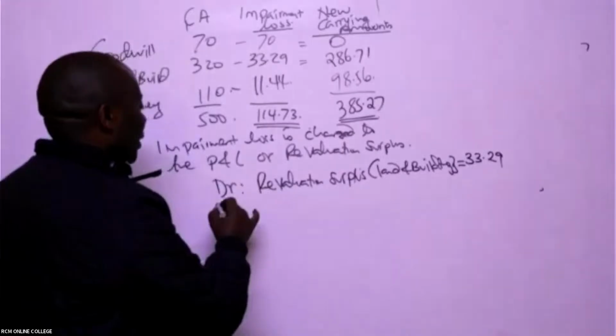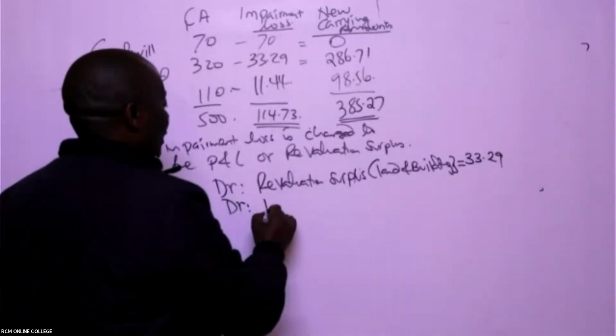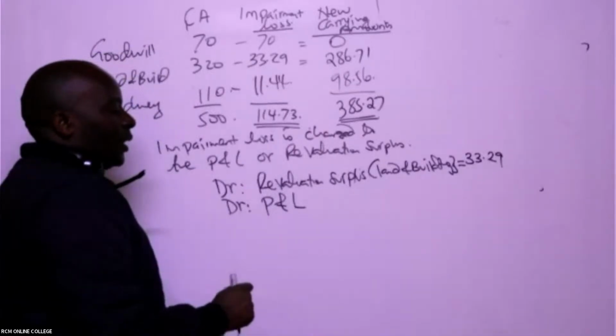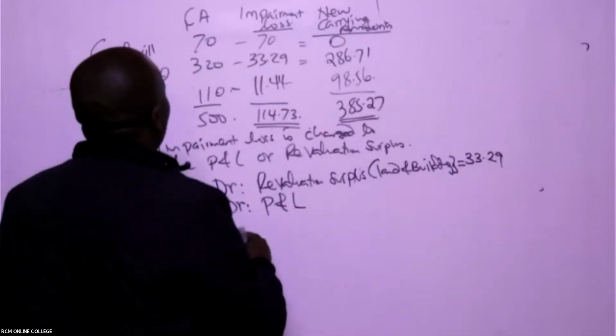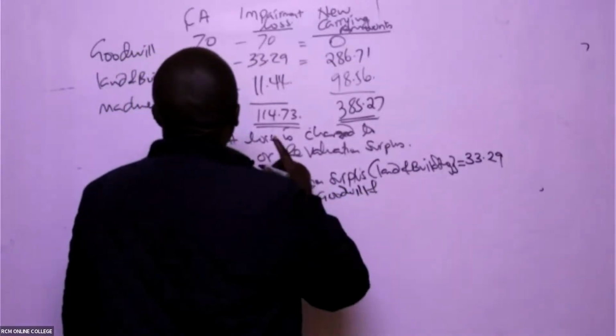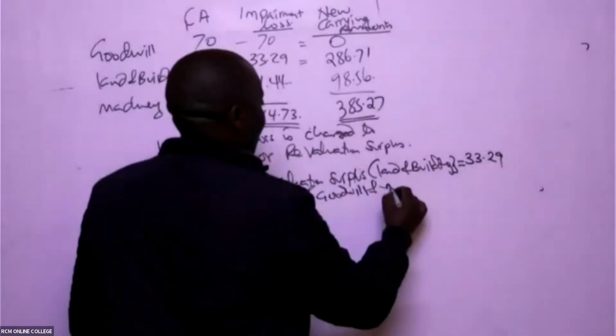And then, ladies and gentlemen, we shall debit the P and L with the impairment loss for goodwill and machinery.